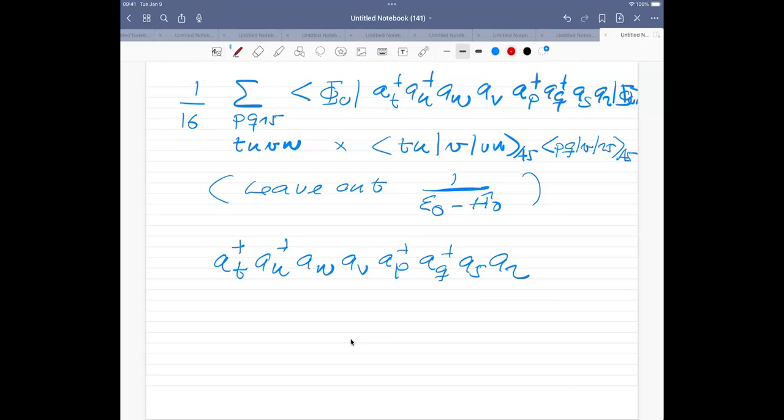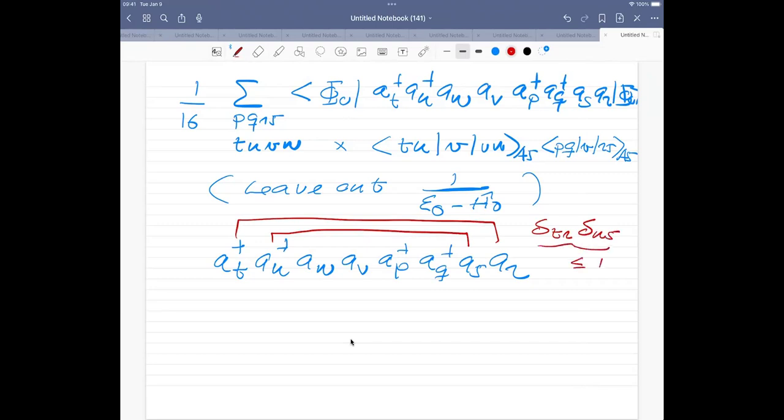Because the only contractions which I can have are the contractions of this type, I'm going to keep this one fixed. So that gives us, these have to be hole states. So this is a delta T with R, and a delta U with S. And these states here have to be below the Fermi level, all of them. So that means I'm going to get labels I and J.